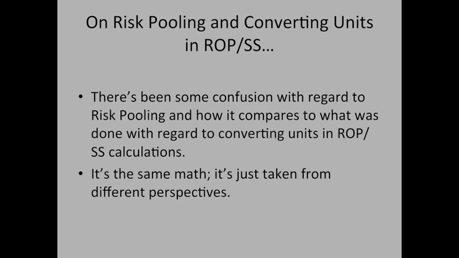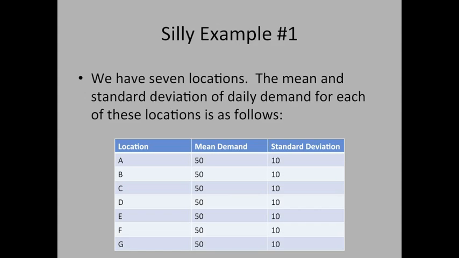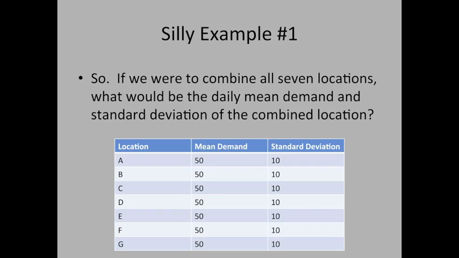Okay, well, it's now officially time to get silly. You see, I saw that there was some confusion with regard to risk pooling and how it compares with what's done with regard to converting units within reorder point and safety stock. You see, the math is the same math. It's just taken from some different perspectives. To illustrate this, we have 7 locations with this example. Each location has a mean daily demand and a daily standard deviation. Each location has a mean demand of 50 and a standard deviation of 10. So if we were to combine all 7 locations into one consolidated location, what would be the daily mean demand and standard deviation of that combined location?